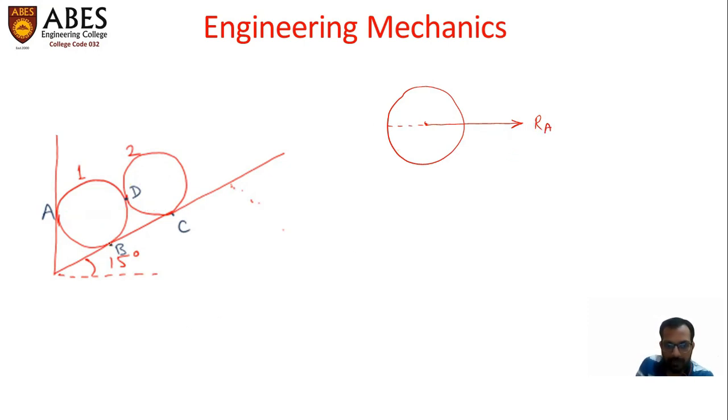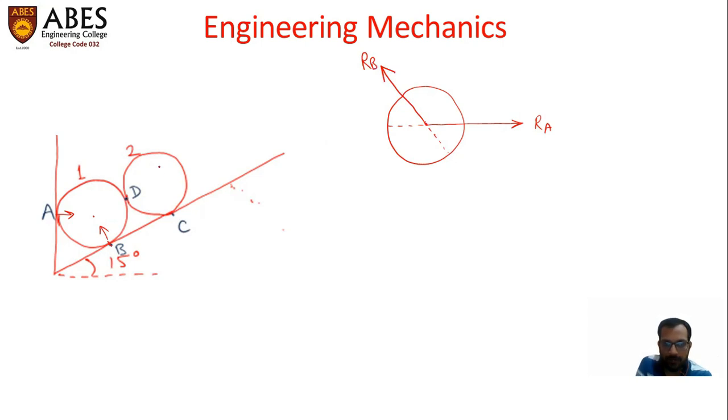The reaction at point B will act perpendicular to this inclined surface like this. The previous force was acting like this, and now this reaction RB is acting like this, perpendicular to the inclined plane surface. So once again, it will act towards the center. I'm going to show this force here. This is RB.